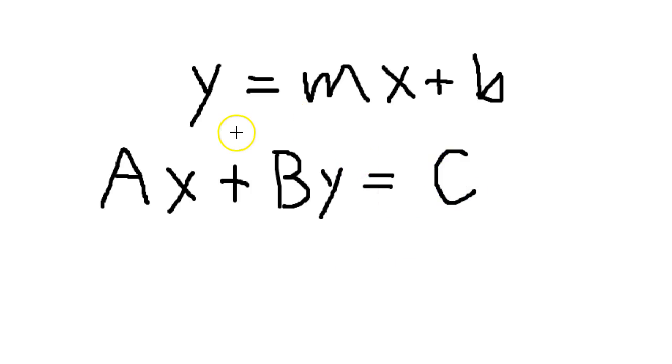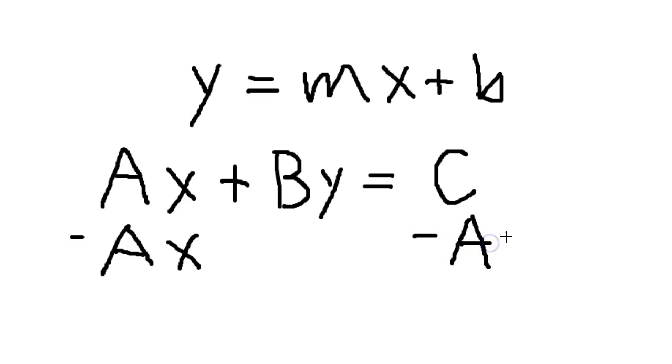So what we want to do is we want to take this equation in standard form, AX plus BY equals C, and we want to convert it into slope-intercept form, y equals mx plus b. The way we're going to start is by subtracting AX from both sides of the equation. Remember that whatever we do on one side of the equation is what we have to do on the other side of the equation. So in this case, we are subtracting AX from both sides of the equation.